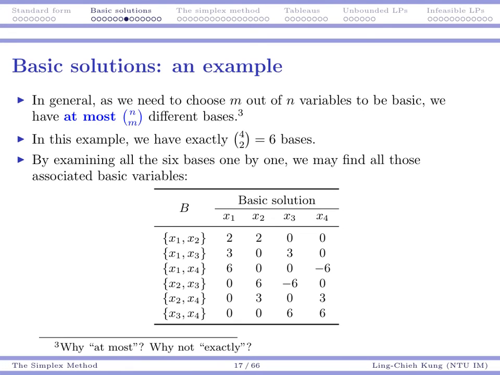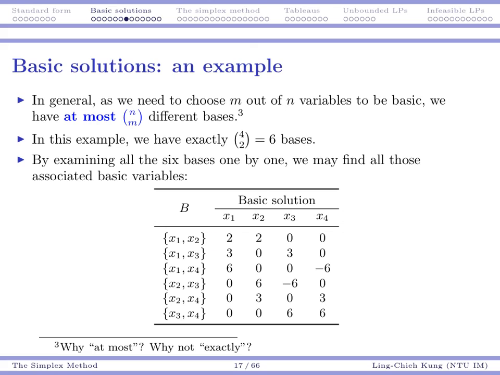So now you should immediately see that when we want to get a basic solution, we need to choose m out of n variables to be basic. So we have at most n choose m possible ways to choose different bases, and then we may have at most n choose m basic solutions. In this particular example, we have exactly that many bases, but sometimes we do not, because sometimes some set of basic variables do not give you an invertible B matrix, or AB matrix. In that case, it's not a basis. So that's why here we say at most.